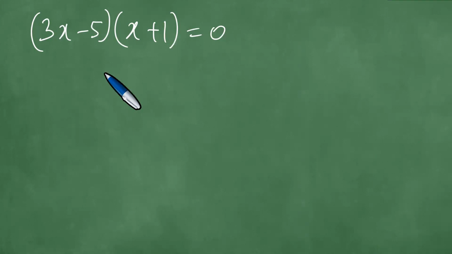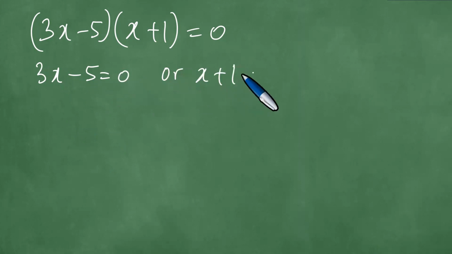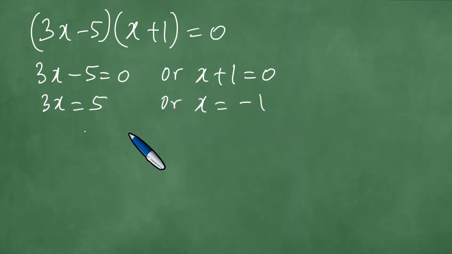X is equal to 1.67 or x is equal to -1. Well done. So obviously at this point we have 3x minus 5 is 0, or x plus 1 is 0. I'm trying to write a bit more steps here. If this times this is 0, it means either the first is 0 or the second is 0. We transpose the 5. Here you transpose the 1, making it negative. You divide by 3 and you have 5 out of 3.